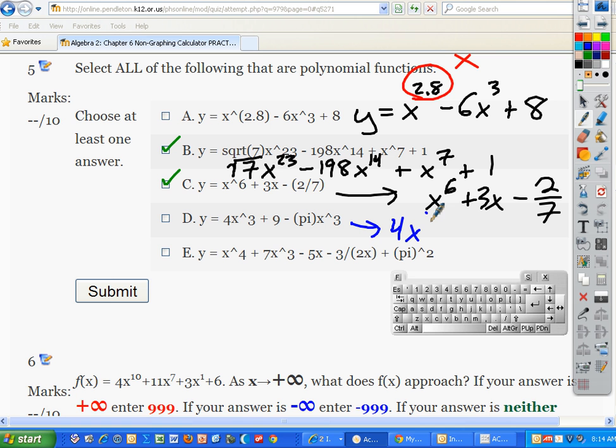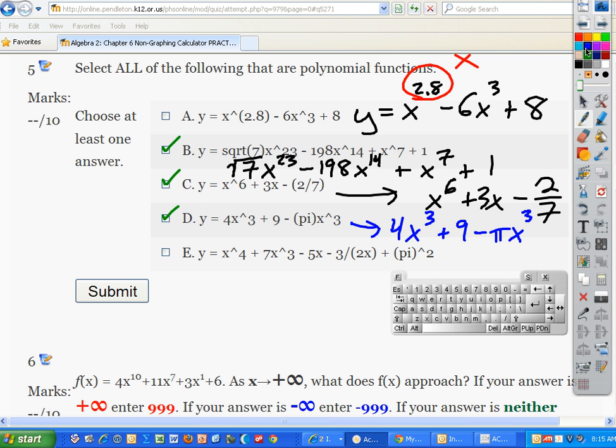4x cubed plus 9 minus pi x cubed. Is that okay? Yeah, it is, isn't it? Now, is it a problem that those are both x cubed? No, it's not. We could combine those into one term if we want to, but that's okay, right? No problems there. No i's, all the exponents are whole numbers. And then finally, okay, let's look at this last one.